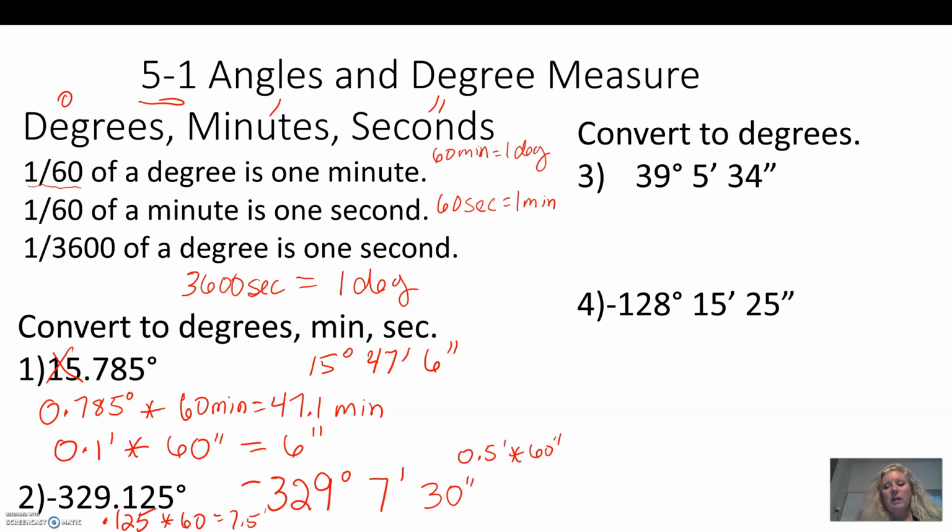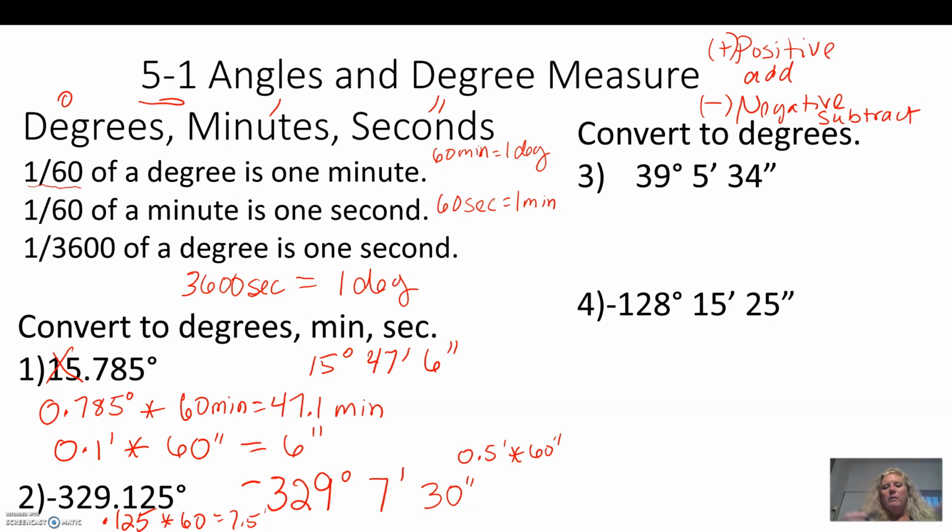Now, when we convert the other way, from degrees, minutes, and seconds to just the decimal degree, we have to do a little math problem, okay? In the math problem that you're going to do, if the degrees is positive, you're going to add. Makes sense, right? Positive, you're going to add. If it's negative, you're going to subtract. Okay? So that's your little trick.